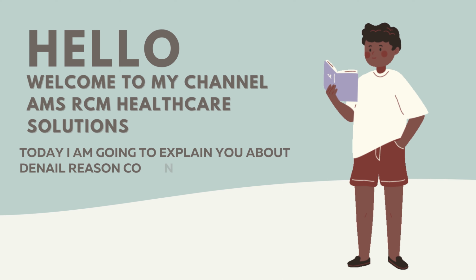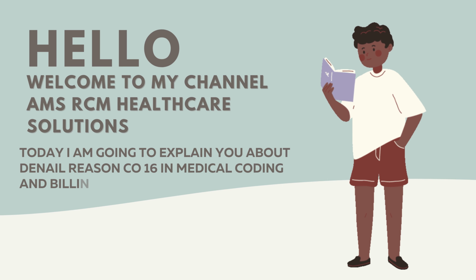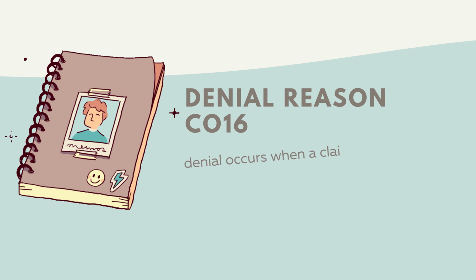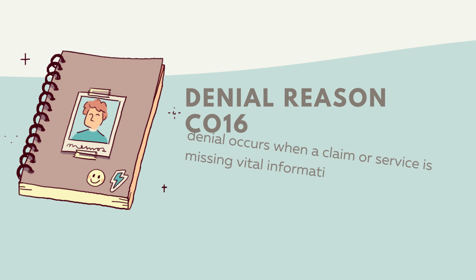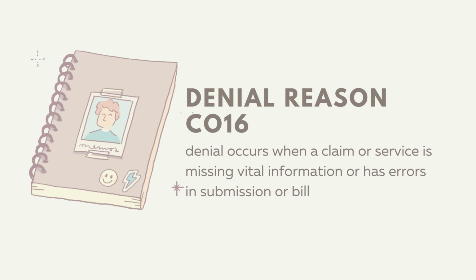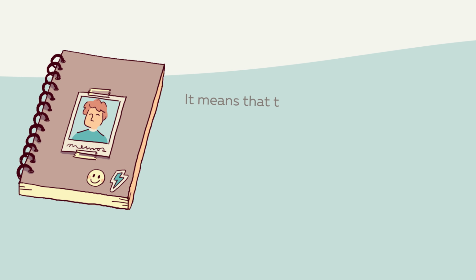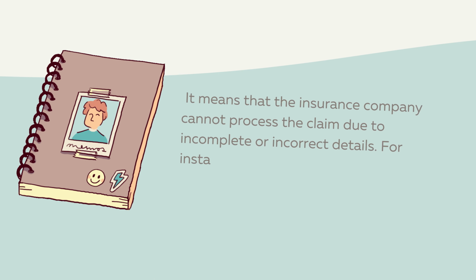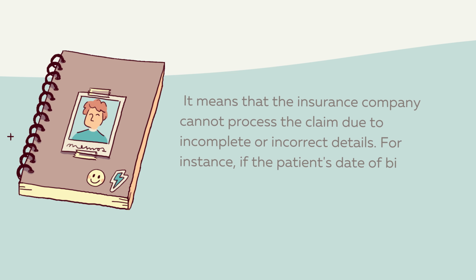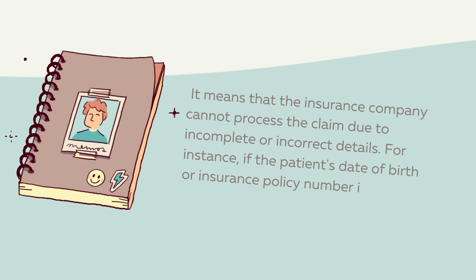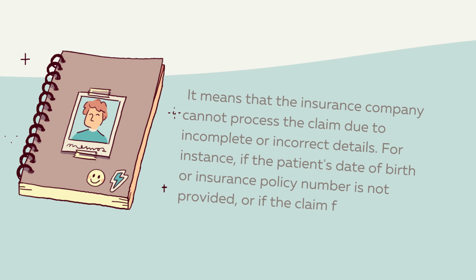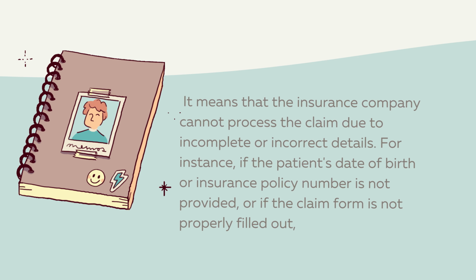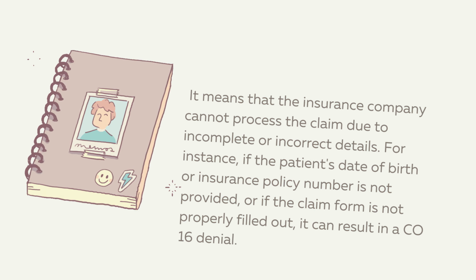Today I am going to explain to you about denial reason CO16 in medical coding and billing. Denial occurs when a claim or service is missing vital information or has errors in submission or billing. It means that the insurance company cannot process the claim due to incomplete or incorrect details. For instance, if the patient's date of birth or insurance policy number is not provided, or if the claim form is not properly filled out, it can result in a CO16 denial.